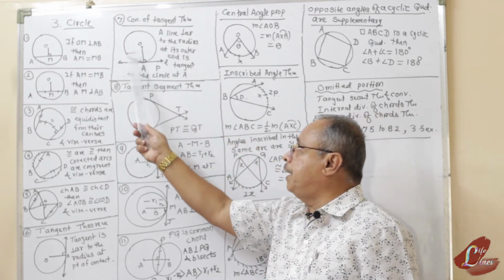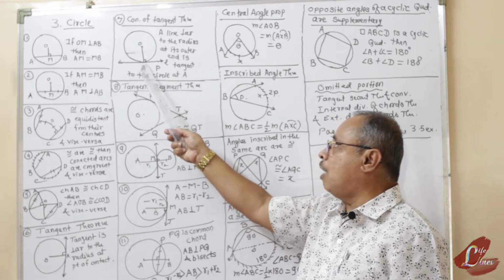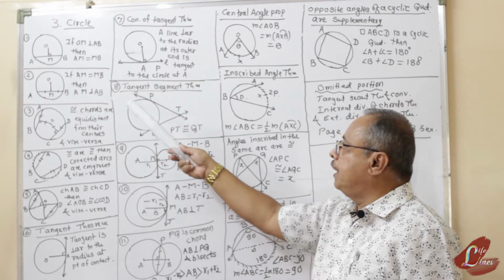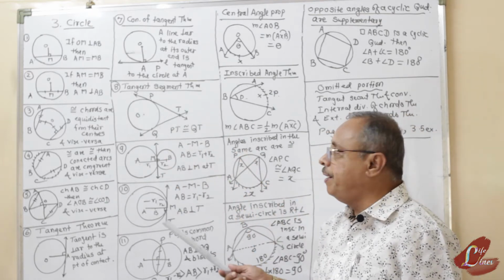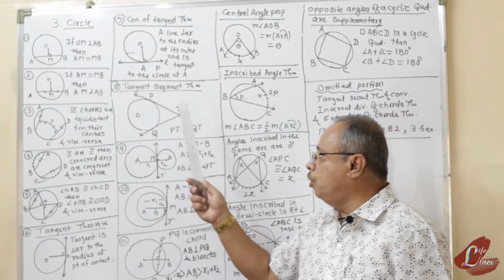Converse of the tangent perpendicularity theorem, that is, a line which is perpendicular to the radius at its outer end is tangent to the circle. We can draw the tangent segment theorem: tangent segments drawn from a point outside the circle are congruent, that is, PT is congruent to QT.